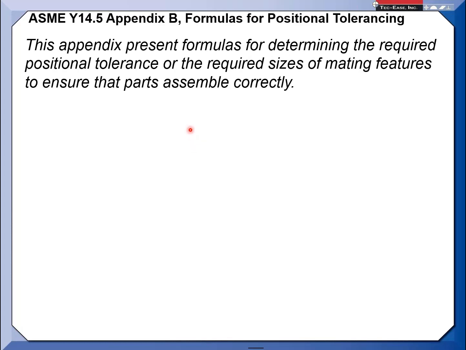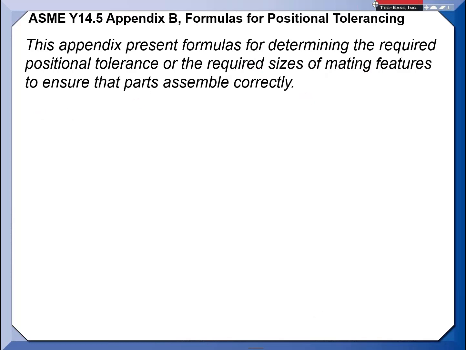So with that being said, the appendix presents formulas for determining required positional tolerance, or maybe you already have the tolerance, then you can figure out what I call contributors. You have a whole bunch of features, clearance holes, threaded holes, the bolt size, all come together in the sandbox, and they've got to all play together. And the intent is, playing together means they all have to assemble. I don't want production line stops. So what's the required size of mating features to ensure parts assemble correctly?